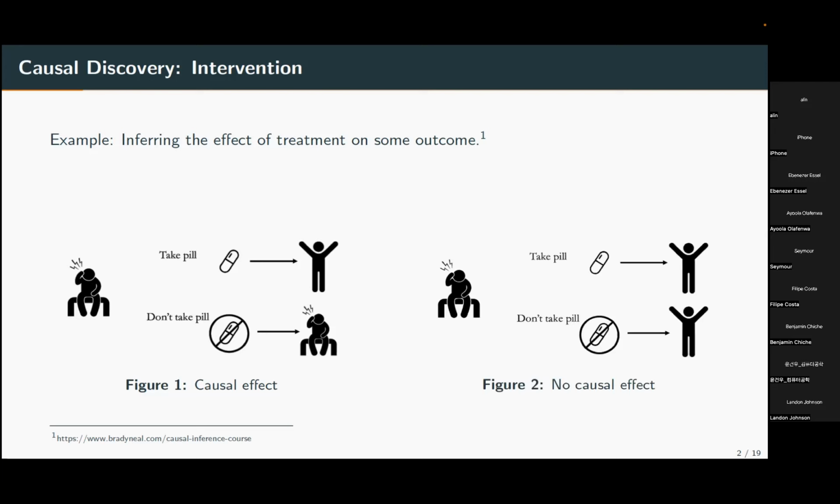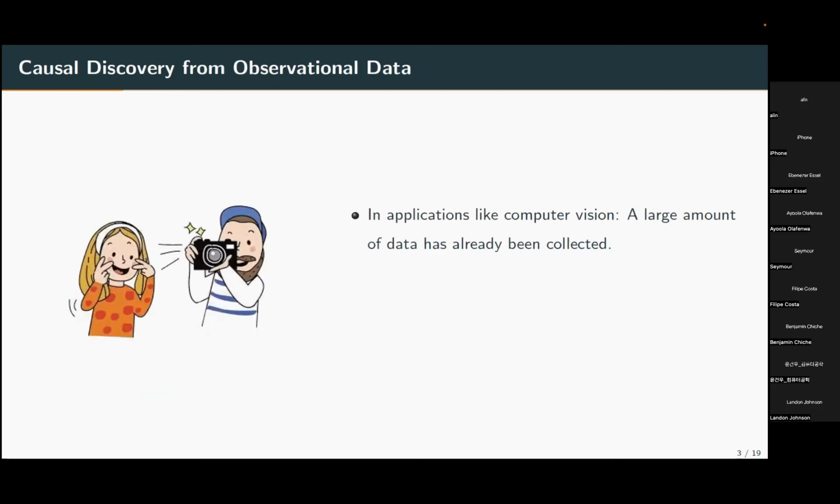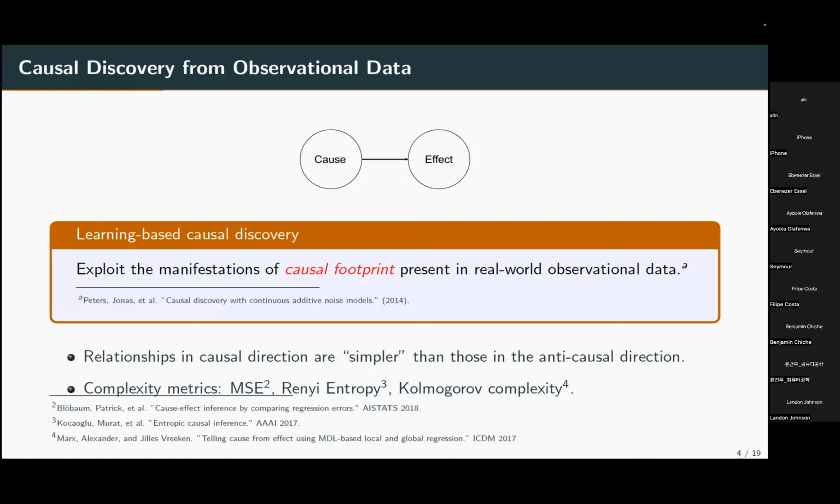If the group with the pills is getting better and the group without pills is still having headaches, we see that there is a causal effect. However, if the group without a pill is also getting better, we see that there's no causal effect in this case. However, in most applications, the data is already collected, so it's difficult and even impossible to conduct such intervention experiments. So the only thing we can do is to rely on the observational data we already collected.